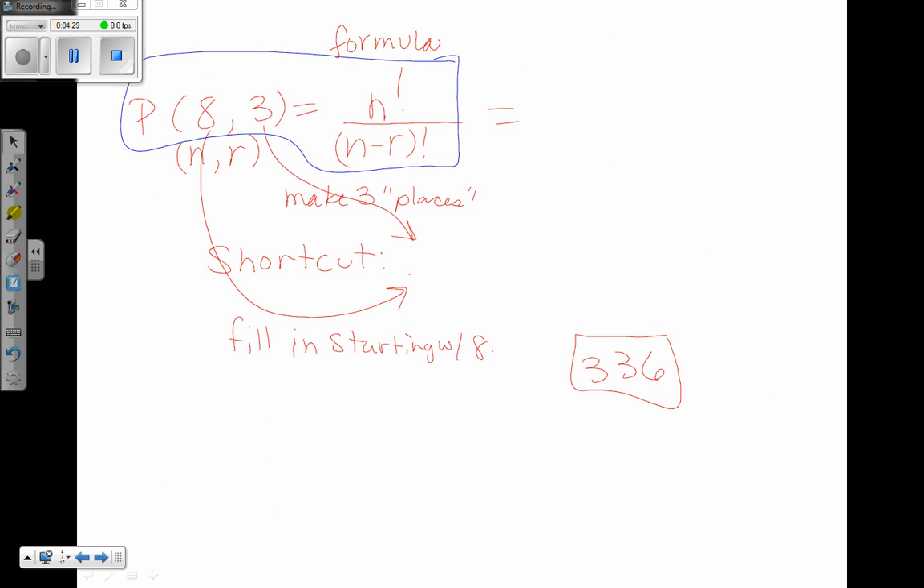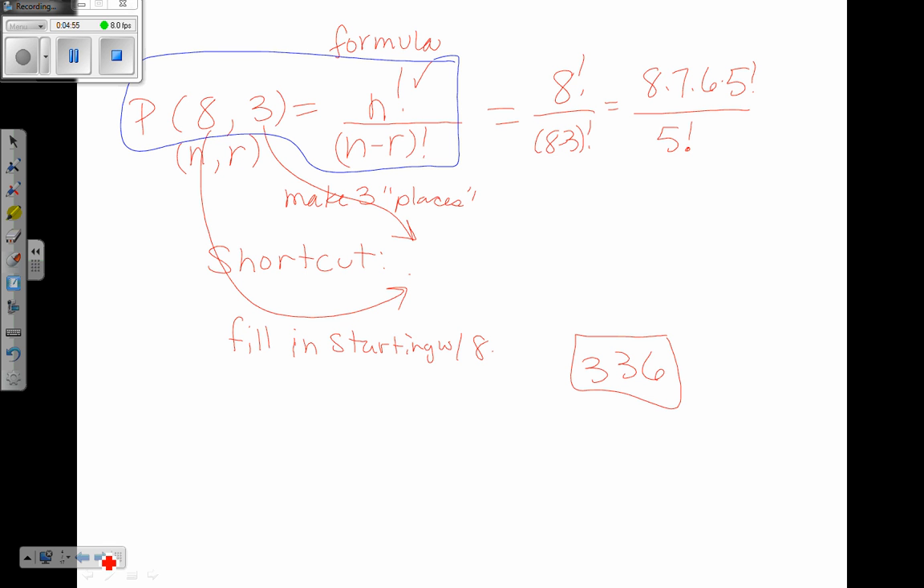Let's talk about the permutation and combination formulas. This is the actual formula for permutations. Now, if I'm going to apply this, I would have 8 factorial over 8 minus 3 factorial, which ends up being 8 times 7 times 6 times 5 factorial, and I'm stopping there because I have 5 factorial in the denominator.